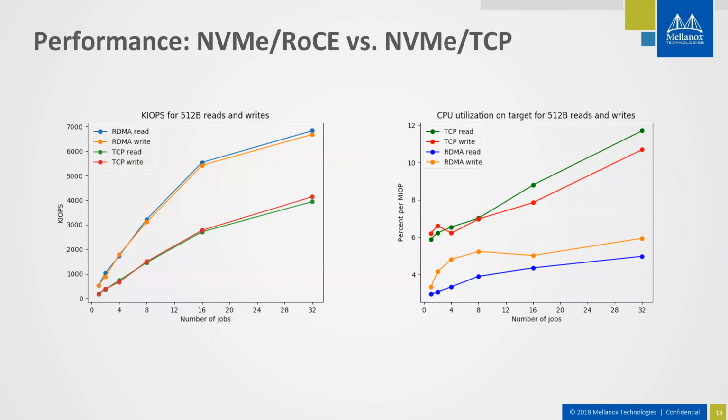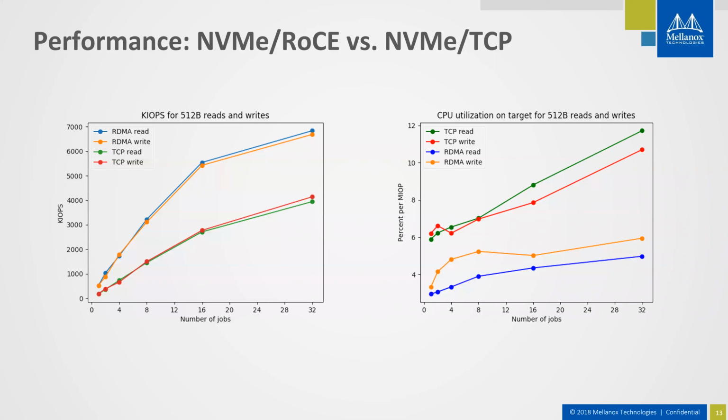Green and red lines are TCP reads and writes, and blue and orange are RoCE. The platforms for these tests are identical. Our NVMe over Fabrics protocol offload feature was not used. So there was nothing but straight software stacks here. This is all open source from NVMe.org, TCP and the RoCE stacks. And again, it's all run on identical hardware as well.